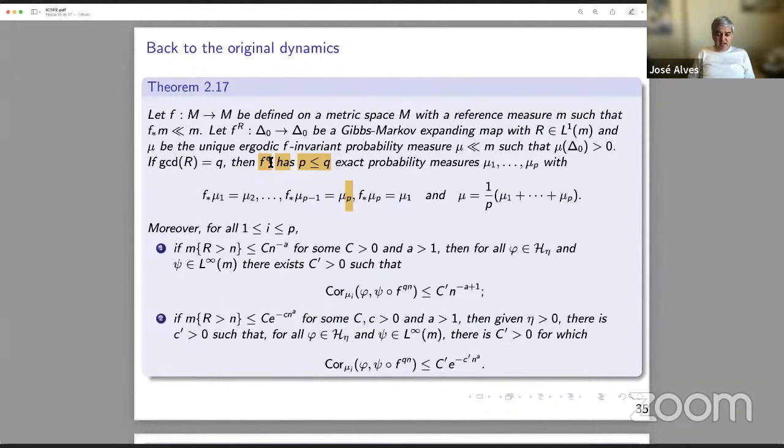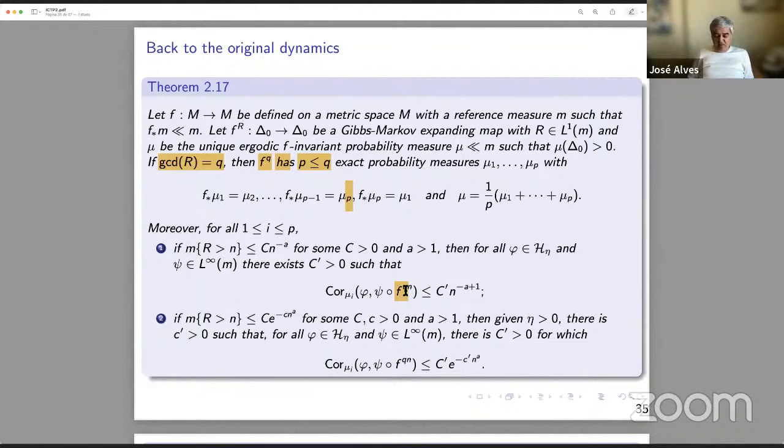So this is essentially the fact that the decay of correlations in the extension is the same as the decay of correlations in the original system. But in practice, again, this is not very interesting. Well, this is interesting, but as I said, expecting that the greatest common divisor is equal to one is not very reasonable. So using this result, we can never assure that we have decay of correlations for the original dynamics. It's always for a power.